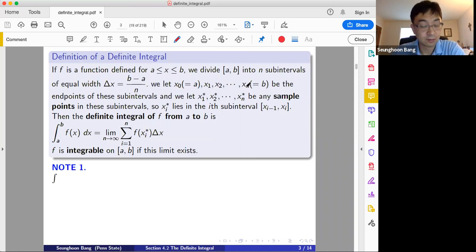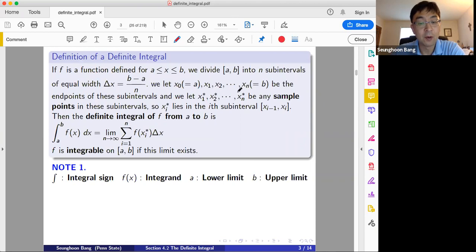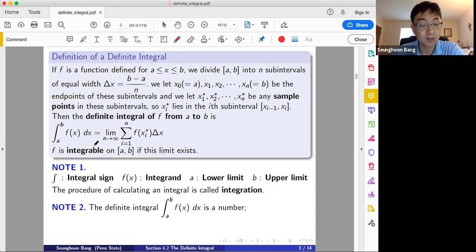The first one is the integral sign. This is the integrand. A is the lower limit. B is the upper limit. Right here is the integral sign. This is the integrand, lower limit, upper limit. The procedure of calculating this integral we call integration.